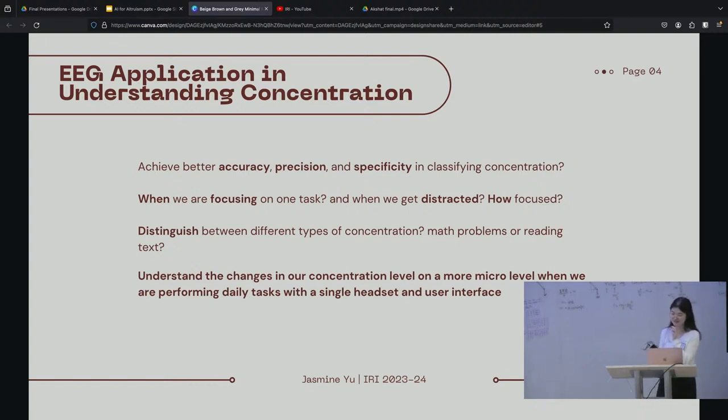So this project basically tries to understand the changes in concentration level on a more micro level so that we can perform daily tasks with a single headset and user interface. But that is very ambitious.